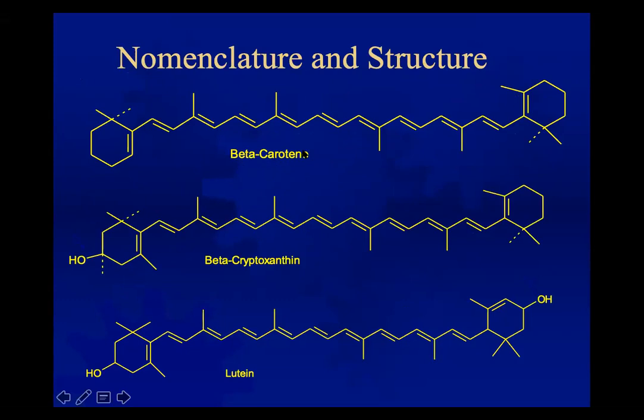Nomenclature and structure, for example, beta carotene. Why is beta carotene a very powerful antioxidant? Here you can see lots of unsaturation, double bonds in this compound. And this unsaturation helps them to react with superoxide and neutralize it. Beta cryptoxanthin and lutein are also very important antioxidants.